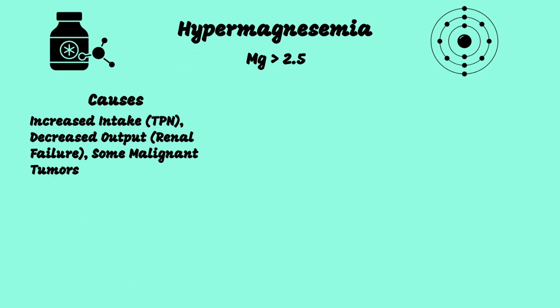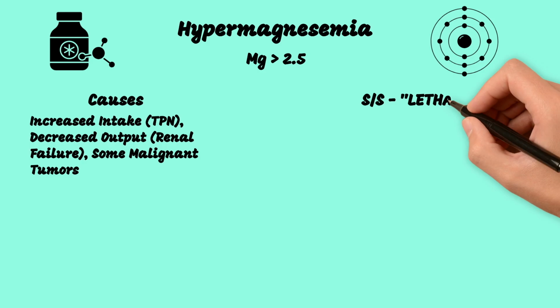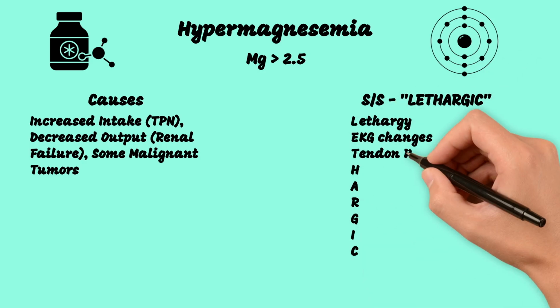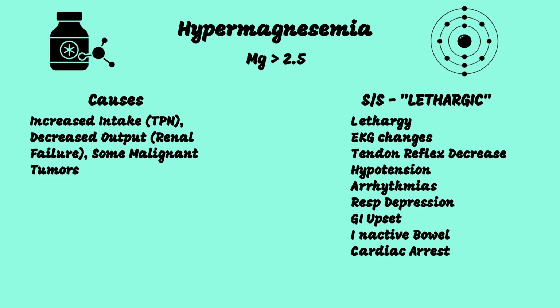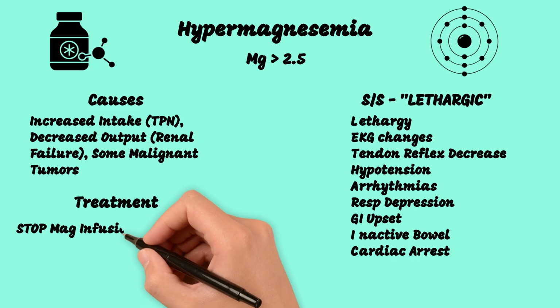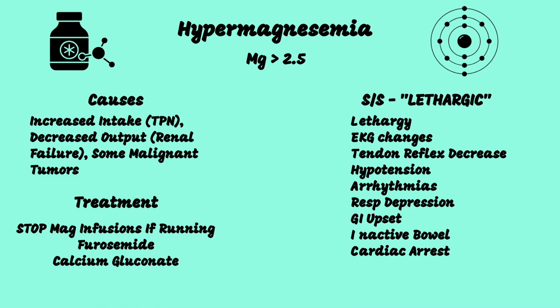Signs and symptoms for hypermagnesemia, think LETHARGIC. L for lethargy. E for EKG changes. T for tendon reflex decrease. H for hypotension. A for arrhythmias. R for respiratory depression. G for GI upset. I for inactive bowel. And C for cardiac arrest. Treatment includes stopping the mag infusion if there's a mag infusion running, administering furosemide to get rid of the extra magnesium, and calcium gluconate to help stabilize the heart.